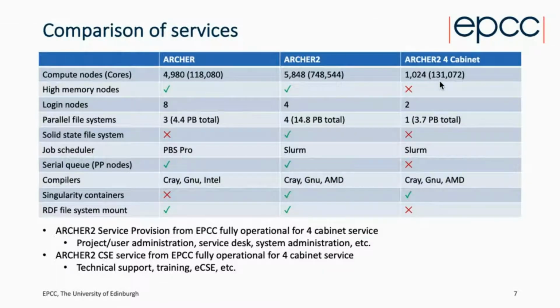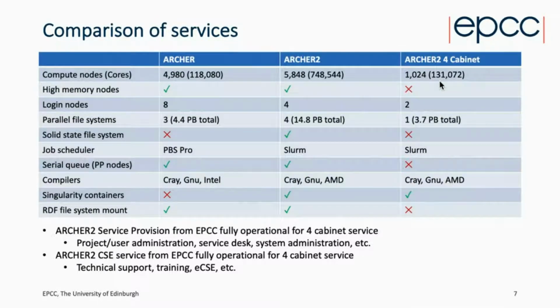Okay, so the 4 cabinet system is going to have a period of overlap with Archer. We're still a bit unsure of how long exactly that overlap will be. The challenge is that to be able to fit the full ARCHER2 system in, we need to remove Archer from the machine room. So the idea is that the 4 cabinet system starts, there's an overlap between Archer and the ARCHER2 4 cabinet. And then at some point, Archer is switched off, the 4 cabinet system keeps running.